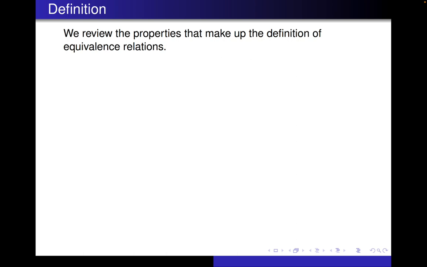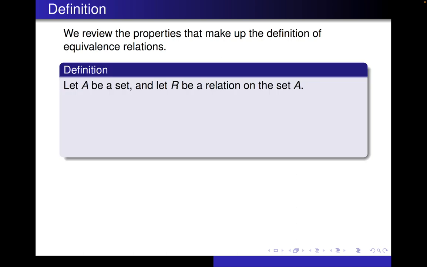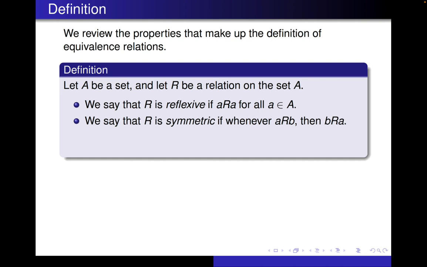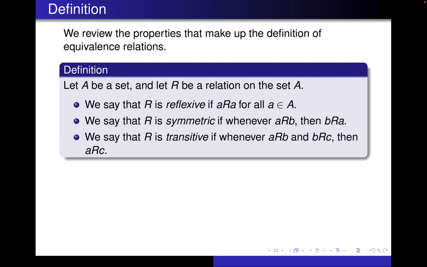So remember, we had three important properties that made up the definition of equivalence relations. If A is a set and R is a relation on the set A, we say that R is a reflexive relation if every element is related to itself. So a R a for all elements a in A. We say that R is symmetric if whenever a is related to b, then b is related to a. And then we say that R is transitive if whenever we have both a related to b and b related to c, then a is related to c.